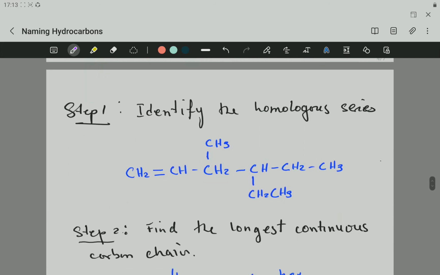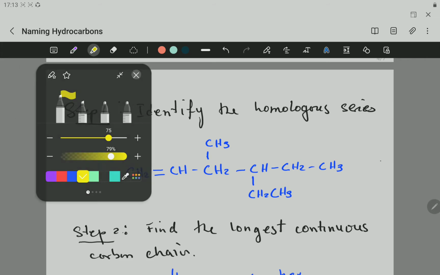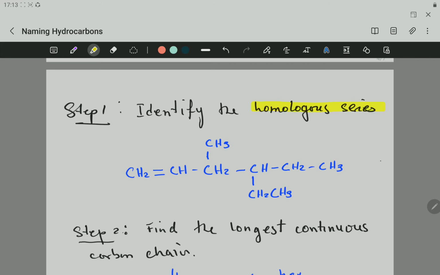So in this example, we have this compound. This is now when you have another one, except an alkane. Okay. So what was step 1? Step 1 was identify the homologous series. You can see the double bond. Therefore, this is an alkene, and it will end in "ene". So this is step 1.